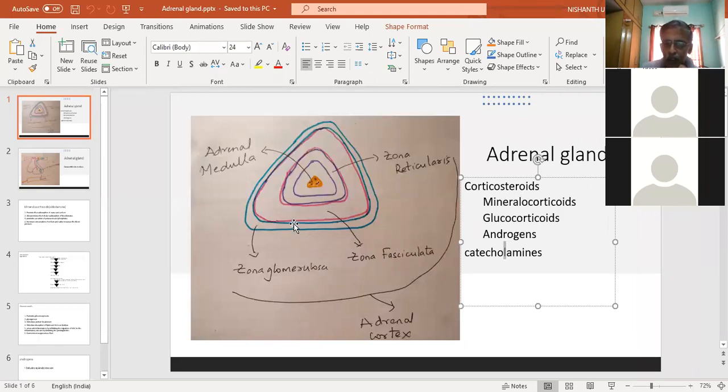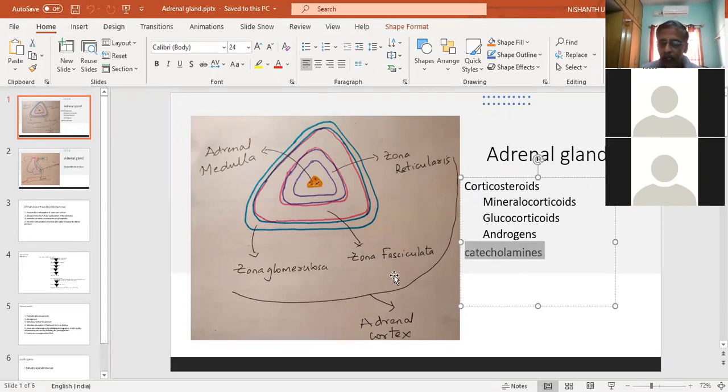Then which hormone is produced by which layer? You just observe: zona glomerulosa, the outer layer, will produce mineralocorticoids. Then zona fasciculata, the middle layer, will produce glucocorticoids. And then the inner layer, zona reticularis, will produce androgens or sex hormones. So what you have to understand is that zona glomerulosa produces mineralocorticoids, zona fasciculata produces glucocorticoids, and zona reticularis produces androgens. And the adrenal medulla will produce catecholamines.